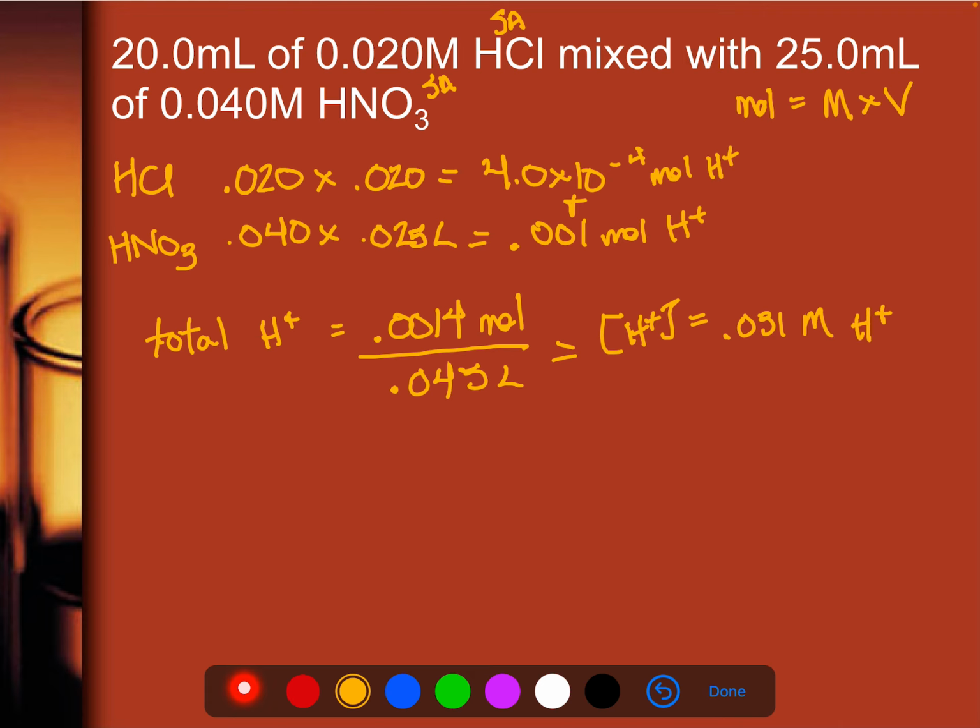Now, this would typically ask us for the pH. In order to find pH, since we have H plus, we just have to do negative log of H plus, so our 0.031. And since our concentration has 2 sig figs, our pH should have 2 decimal places, so this would be 1.51. Now, if we had looked at these individually, overall the combined pH would typically go down when we're mixing two acids together. Let's look at the next one.